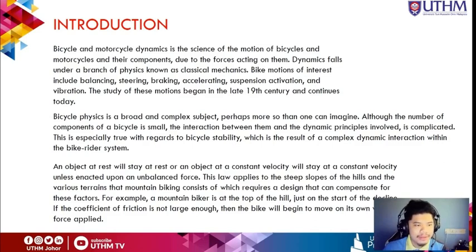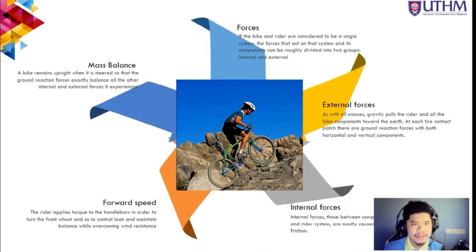An object at rest will stay at rest, or an object at constant velocity will stay at constant velocity unless acted upon by an unbalanced force. This law applies to the steep slopes of the hills and the various terrain that mountain biking consists of, which require a design that compensates for these factors. So a bike going uphill can be considered in terms of five factors.